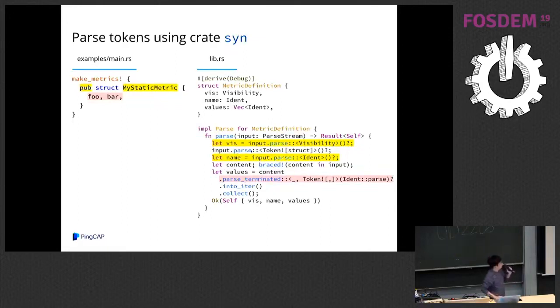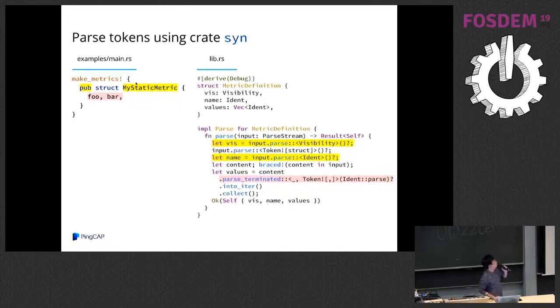For example, first, we just input.parse. We are parsing a visibility. So we feed this visibility to the visibility variable. And then we will find a keyword called struct. So we also parse a token called struct. You may ask, what will happen if the user doesn't provide struct? For example, he may write pub enum. In this way, there is a question mark here and there are errors. So you can just get what you expected.